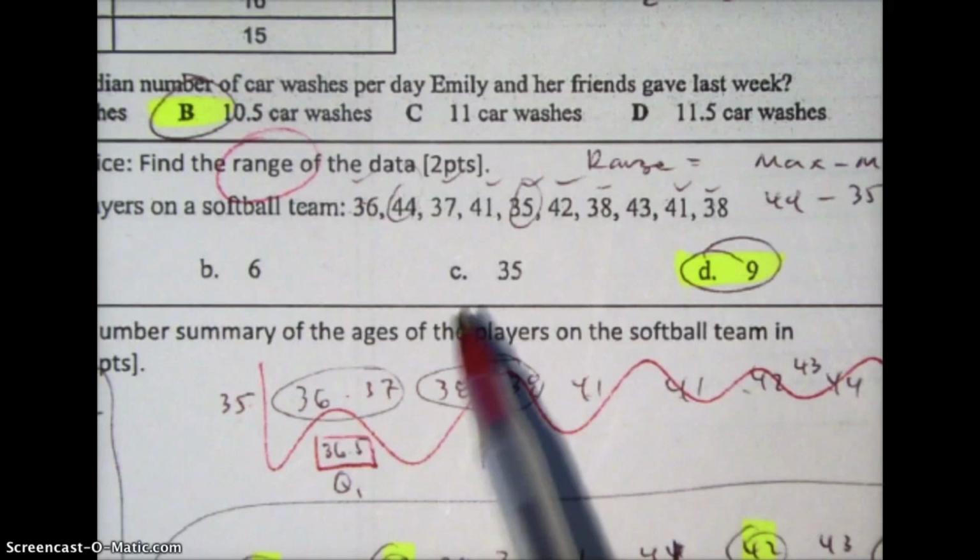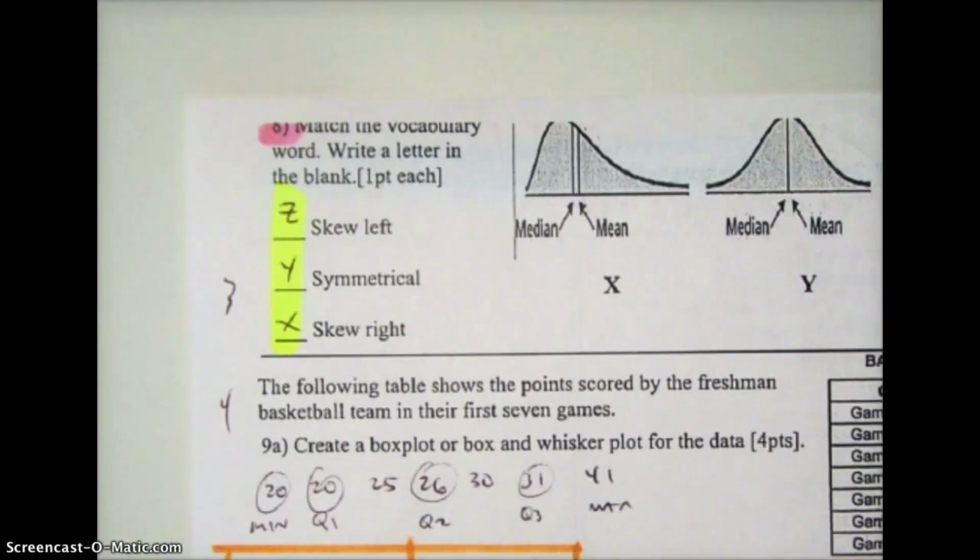Question number 6. Find the range. The word range means max minus the minimum. So I find the largest number in here, which is 44. And I subtract that from the smallest number, which is 35. When you subtract them, you get 9 is your range.